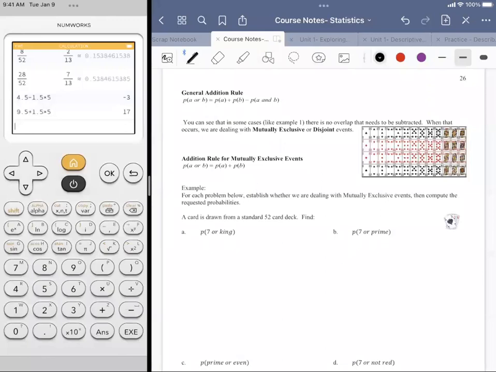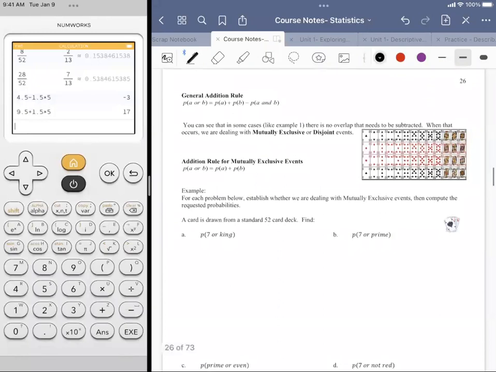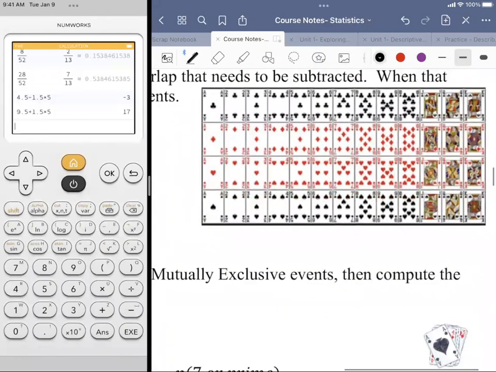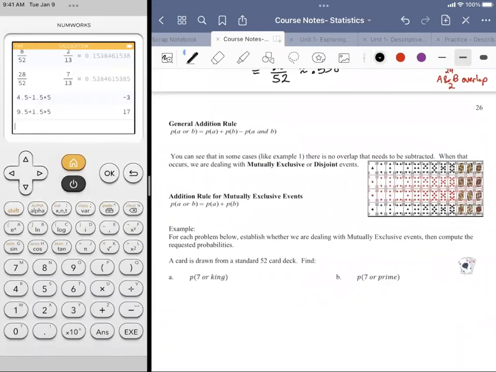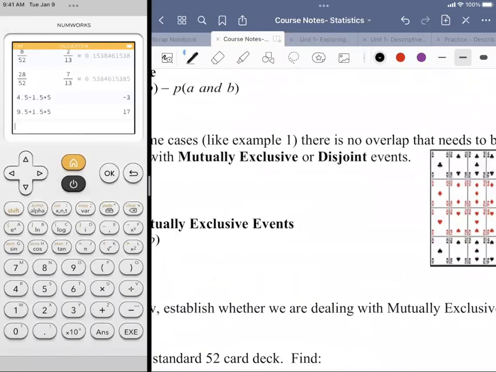So anyway, we have the sample space here of the deck of cards. And what we want to do is answer the questions that are related to them. But we got to be careful about determining which instances are mutually exclusive, also known as disjoint, or not mutually exclusive or disjoint. The mutually exclusive event, and again, these two terms really mean the same thing in this context, is the instance where you have two sets that do not overlap.